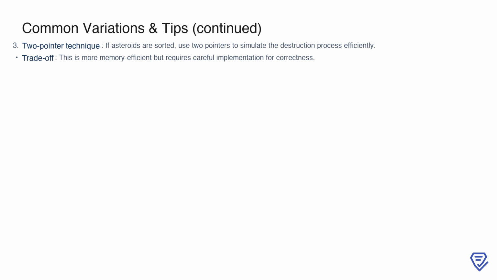Another useful technique is the two-pointer approach, which can be employed when the asteroids are sorted. In this method, two pointers are used to simulate the destruction process efficiently. One pointer might track the smallest asteroid that can currently be destroyed, while the other could manage the overall sequence. The trade-off here is that while this method is more memory efficient compared to dynamic programming, it requires careful implementation to ensure correctness. Missteps in managing the pointers can easily lead to logical errors, so precision is critical. Overall, this technique combines efficiency with simplicity, making it a strong option for solving the problem when the input is sorted.